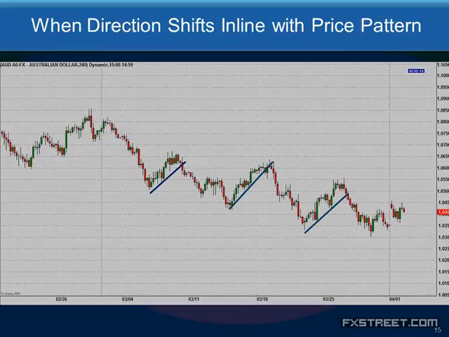Once again, that critical point for us as traders is when direction shifts in line with the price pattern. This occurrence we've highlighted here with these red circles is called a change of direction. An even simpler way to look at this is that what we're looking for is really selling rallies in a downtrend.